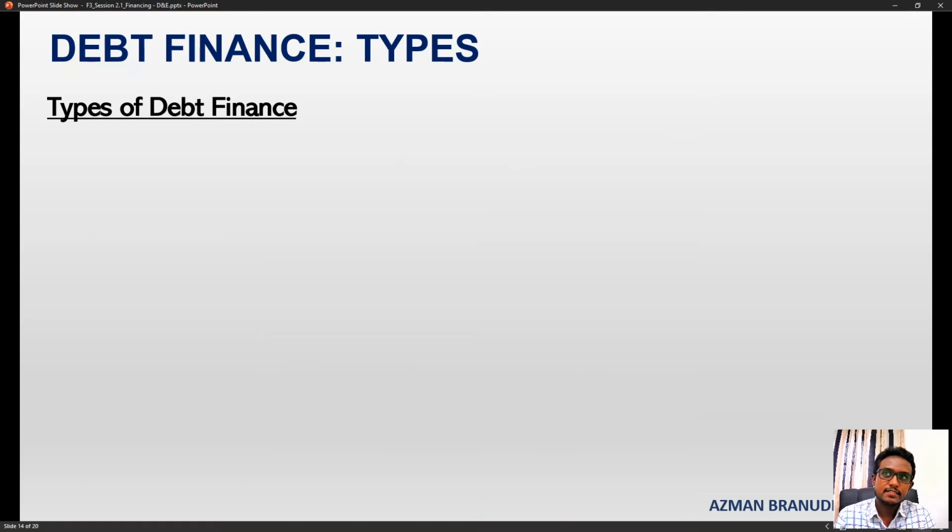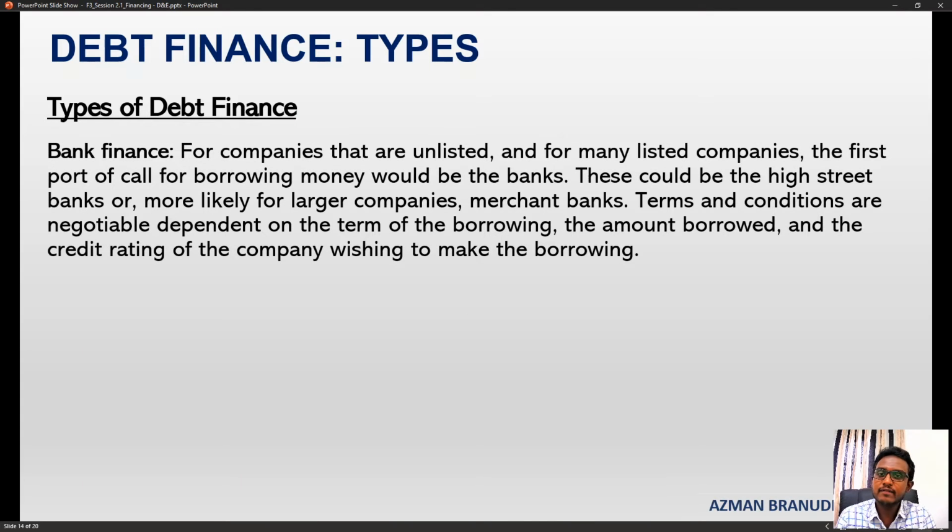Types of debt finance. So you have the bank finance option, for companies that are unlisted, and for many listed companies, the first port of call for borrowing money would be the banks. These could be the high street banks, or more likely for larger companies, merchant banks. Terms and conditions are negotiable dependent on the term of the borrowing, the amount borrowed, and the credit rating of the company wishing to make the borrowing, obviously.